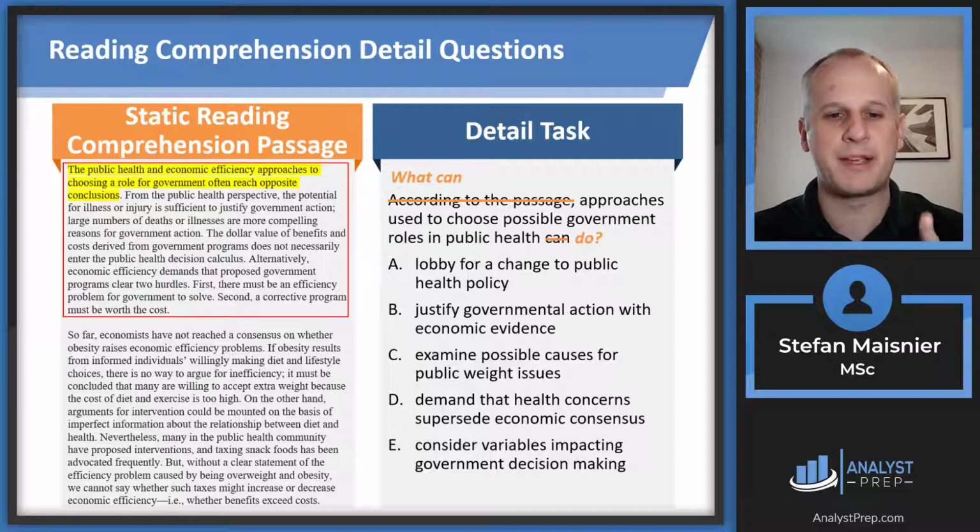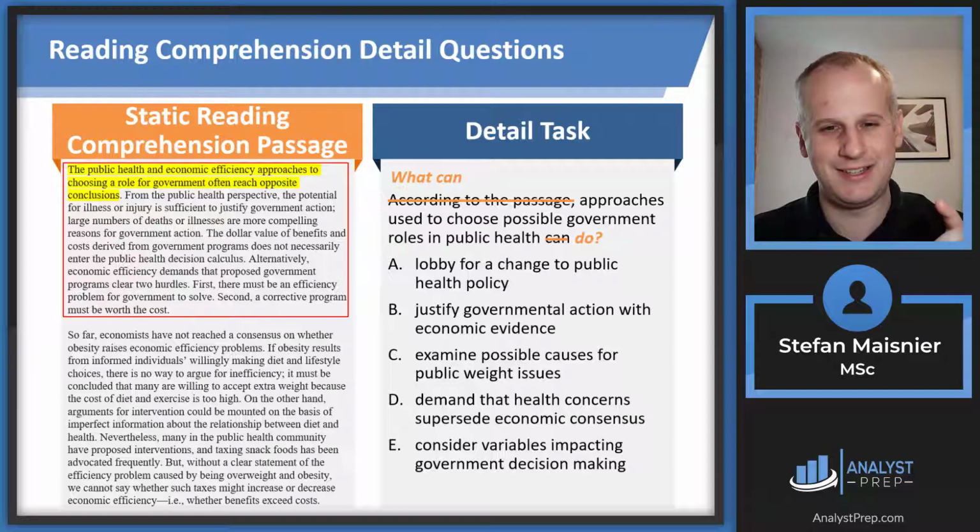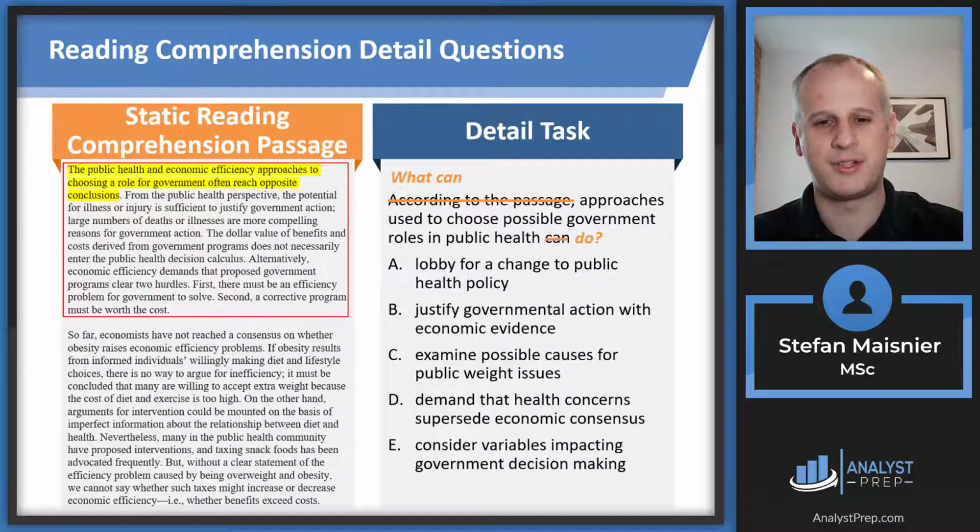Alternatively, economic efficiency demands that proposed government programs clear 2 hurdles. First, there must be an efficiency program for government to solve. Second, a corrective program must be worth the cost. And you can just kind of glance at the second paragraph to see if it's relevant, and we see that now we're talking about economists have not reached a consensus on whether obesity raises economic efficiency problems. So we've changed subjects, and I'm only caring about those approaches that were introduced in the first sentence.